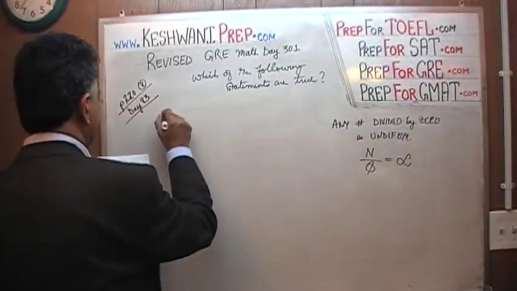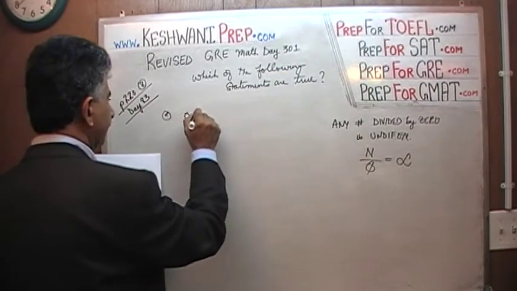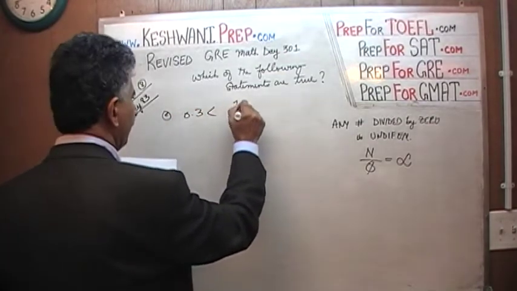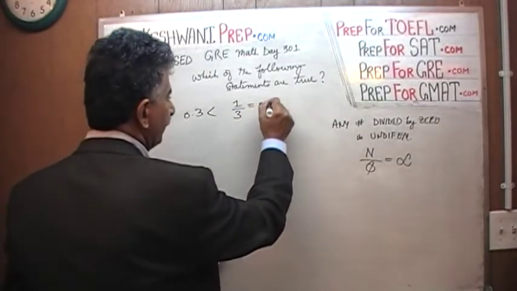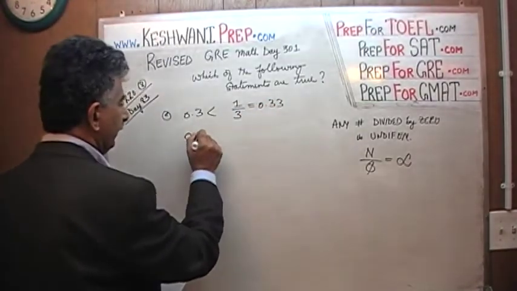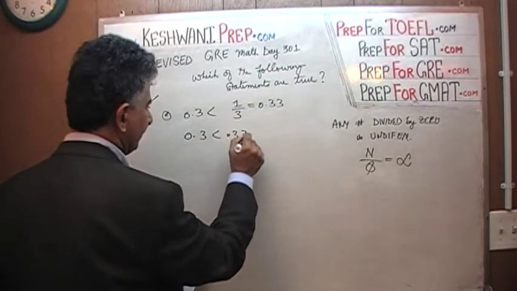E says 0.3 is less than 1/3. But 1/3 we know is 0.33. And of course 0.3 is going to be less than 0.33.